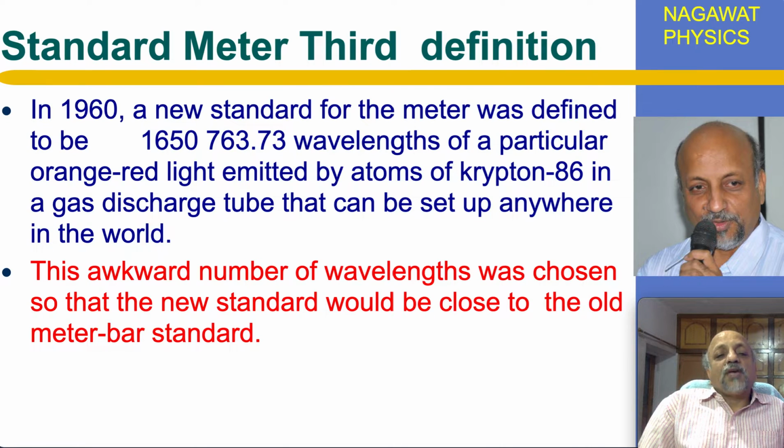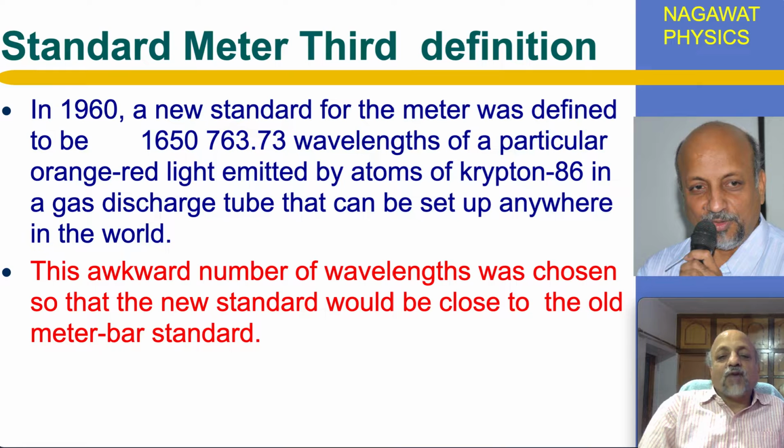This new definition is based on a natural phenomenon, and it is very practical because it is very easy to set up an experiment and calibrate a meter using this definition. In 1960, the new standard of meter was defined on the basis of the orange-red light emitted by atoms of krypton-86 in a gas discharge tube. The atoms emit a particular orange-red light which we can identify, and 1 meter was defined as 1,650,763.73 wavelengths of this orange-red light.